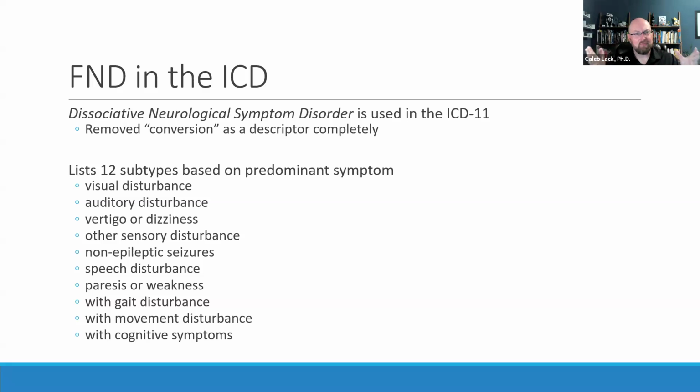So lots of different terms out there. And I just kind of want to get that out of the way first. And in case you see these terms somewhere else, you can go, oh, okay, that's what we were learning about the other day. That's what we're calling functional neurological disorder.